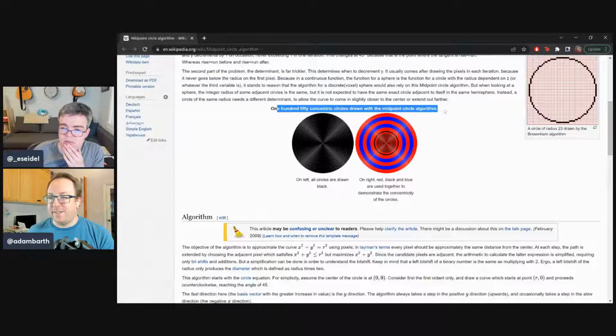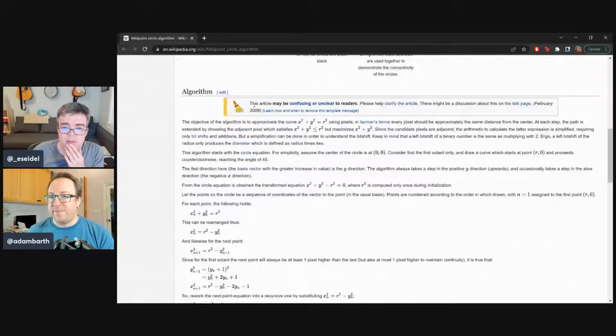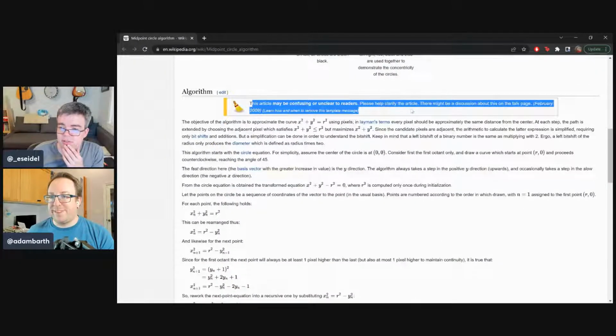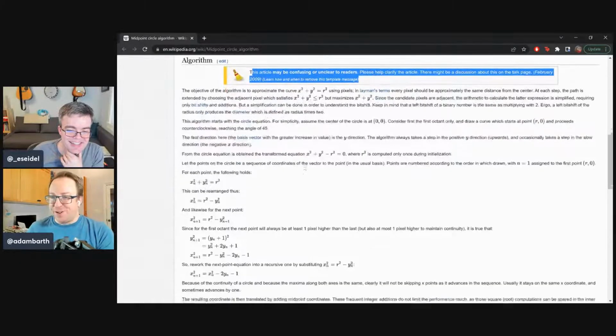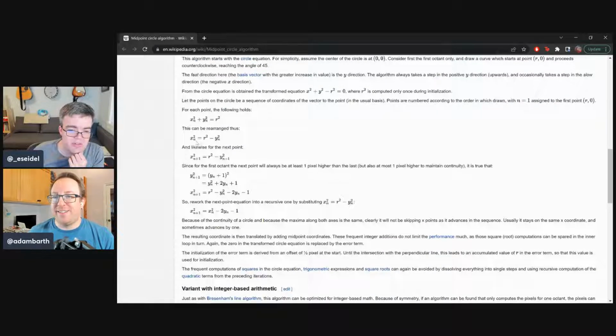150 concentric circles drawn using the midpoint circle algorithm. Article may be confusing or unclear to readers. Unlike every other Wikipedia article, which is crystal clear. At each point, x squared plus y squared equals r squared. That's just the equation of a circle. Yeah, this can be thus arranged.